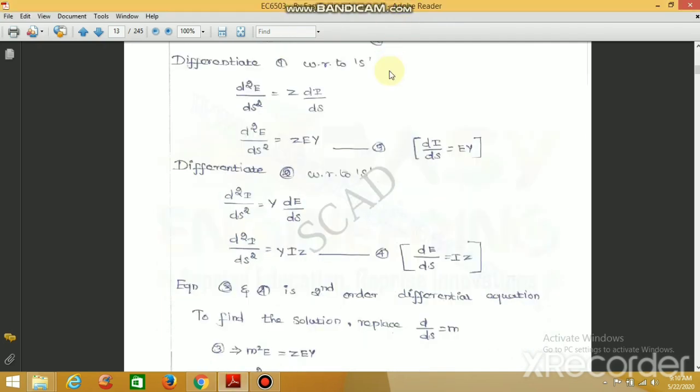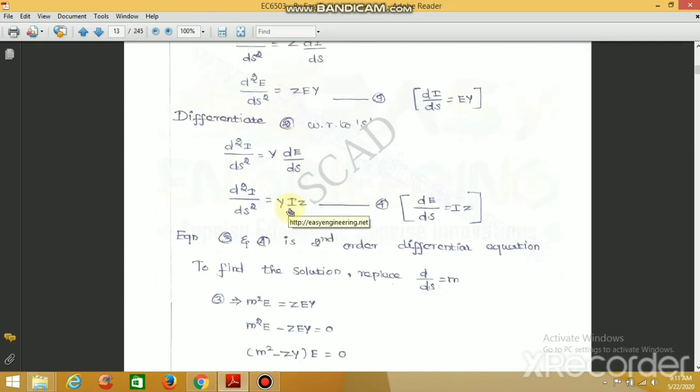Now you can see equations 3 and 4. Equations 3 and 4 are second order differential equations because they have d², so they will be considered as second order differential equations. To find the solution for the second order differential equations 3 and 4, we have to consider d/ds equal to m.